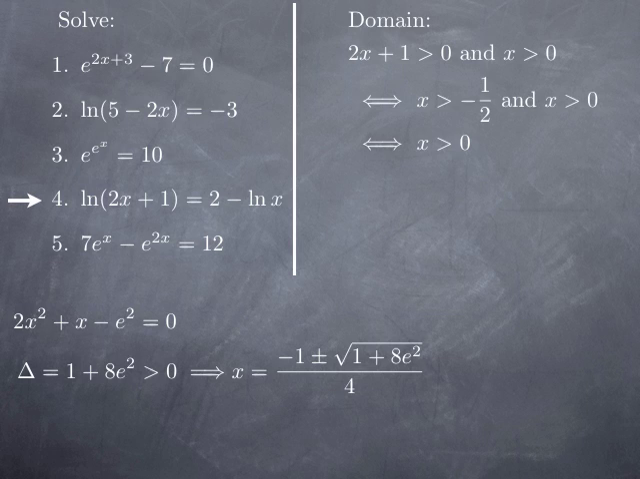So it looks like we have two solutions, but again we have to be careful. The domain of the equation is x positive, and you see that among these two solutions one of them is negative. If I take -1 minus a root, this is going to be negative. On the other hand, the root of 1 plus 8e squared is certainly greater than the root of 1, which is 1. So that means that -1 plus the root of 1 plus 8e squared is positive. So we have just one positive solution, which is -1 plus the root of 1 plus 8e squared, all over 4. And that's a unique solution for this equation.